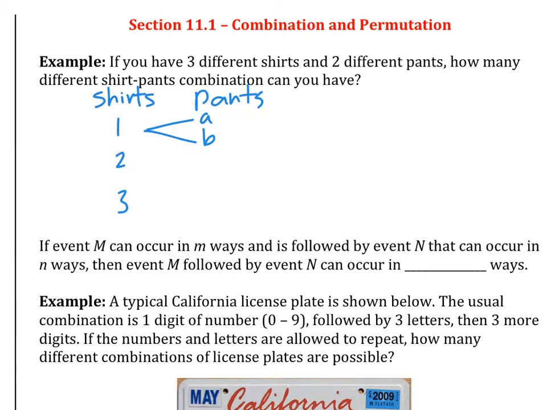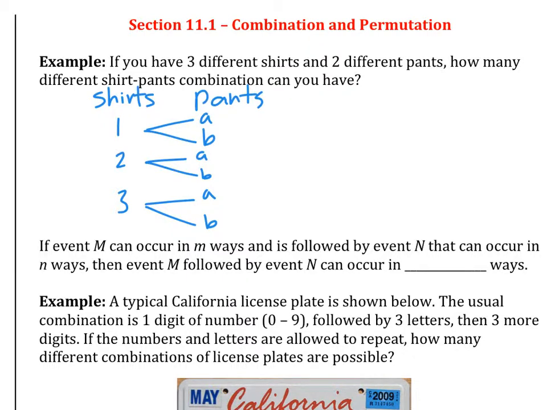Okay, and then if you pick shirt number 2, you can also pick A or B pants. If you pick shirt 3, you can also pick A or B pants. So basically you have a total of 6 different combinations. Does that make sense? So this is kind of like how it breaks down.